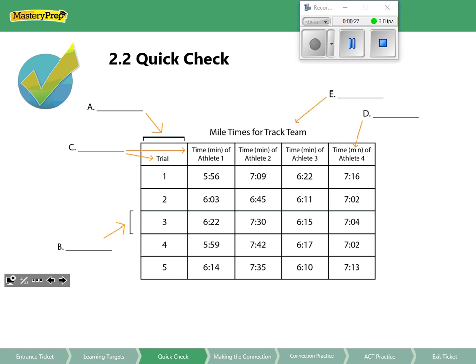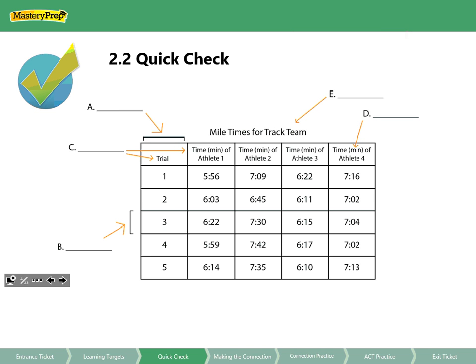Quick check. So this first slide, this graph, is not in your notes. I've got a nice laser pointer. This here, A, what are all of these going to be?